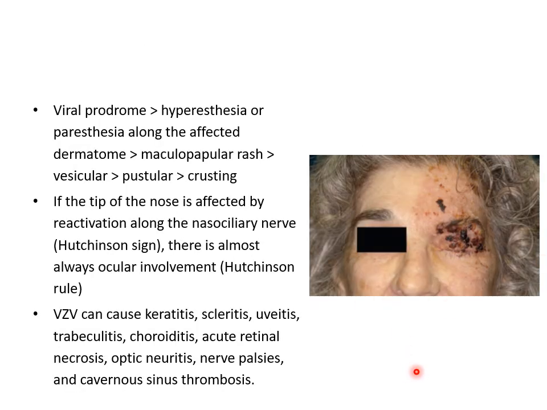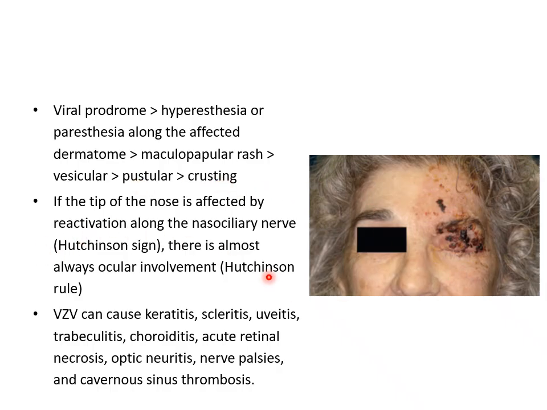So herpes zoster ophthalmicus, see, this is an elderly lady. So she must have had a viral prodrome. The viral prodrome is followed by an abnormal sensation in the affected dermatome, followed by a maculopapular rash, which goes through the stages of vesicles, pustules, and finally heals by crusting.